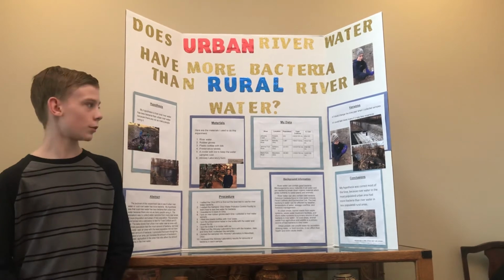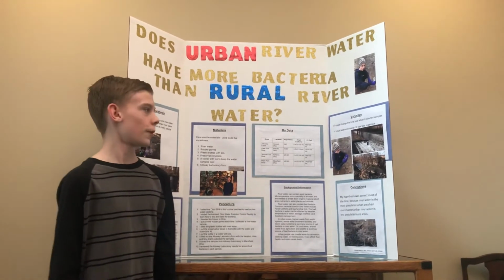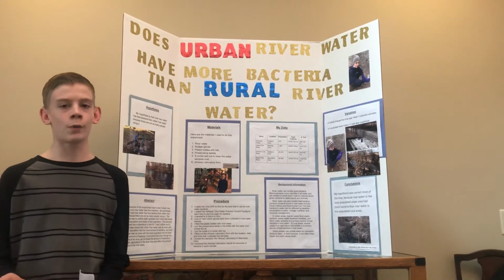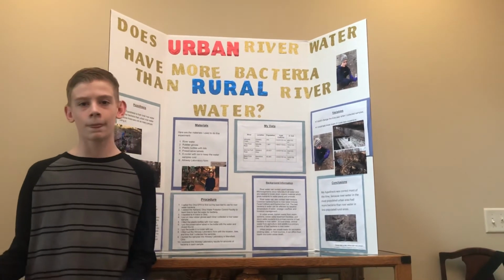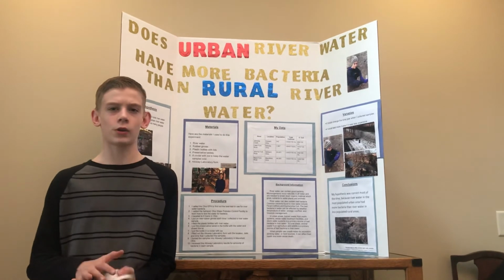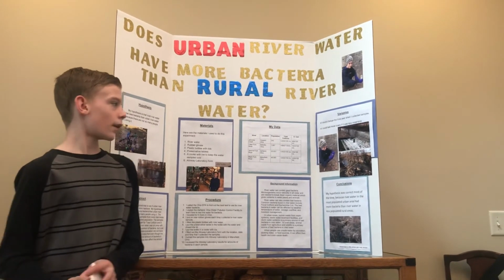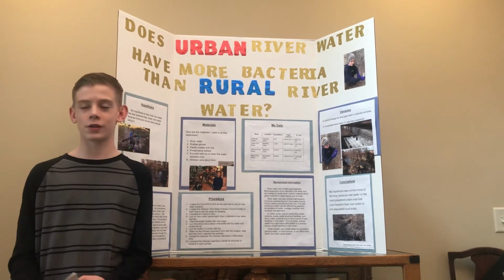And for my variables, I think I could change the time of year when I collected the sample because in summer the water's warmer and that causes bacteria to produce more. And then in winter they kind of slow down because the water's cold and don't produce. And then also, I think I could test more rivers if this was less expensive because it was pretty expensive to test each sample.